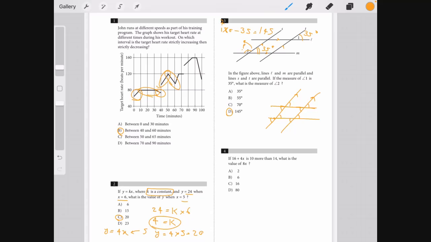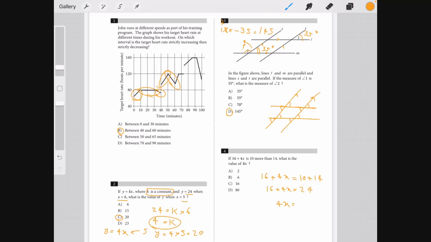If 16 plus 4x is 10 more than 14, what is the value of 8x? So 16 plus 4x is equal to 10 more than 14, so basically 10 plus 14. So from here I can find x. Basically we have 24 here, 16 plus 4x. Then I can subtract 16 from both sides.